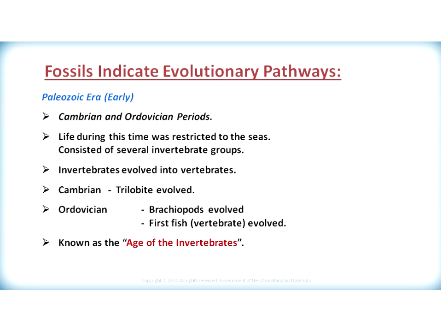When we look at the Paleozoic time in more detail, the early Paleozoic Era, which is made up of the Cambrian and Ordovician periods, we see life during this time was restricted to seas. They consist of several invertebrate groups. Invertebrates eventually evolved into vertebrates. And in the Cambrian period, we can see the trilobite evolving. Trilobite life was restricted to the oceans.